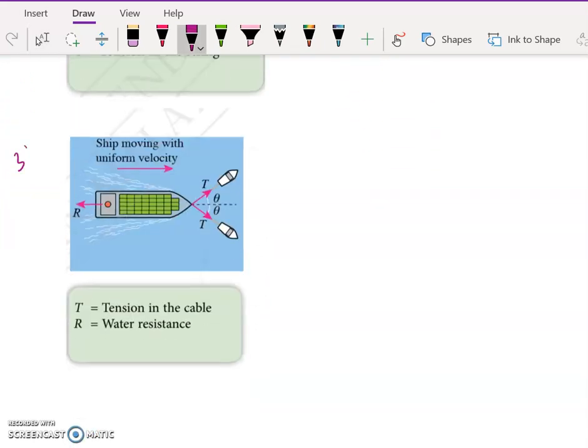Okay, for question number 3, so you have tension T, and then connect it with R, and last one, connect it with the second tension.